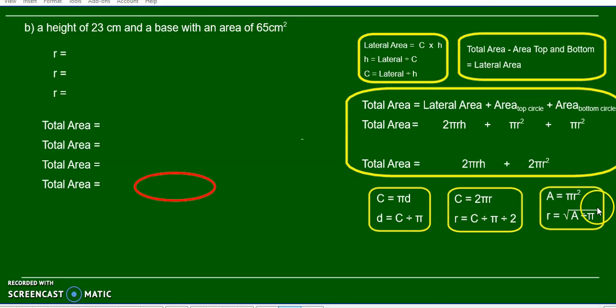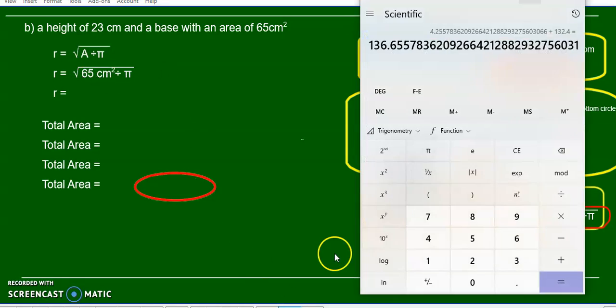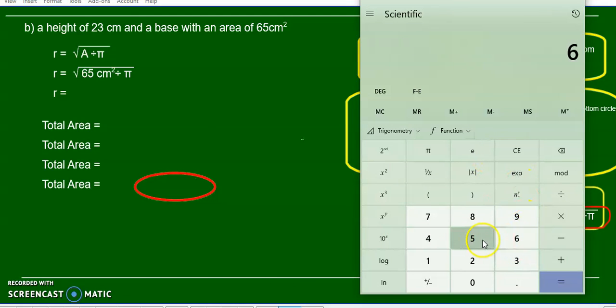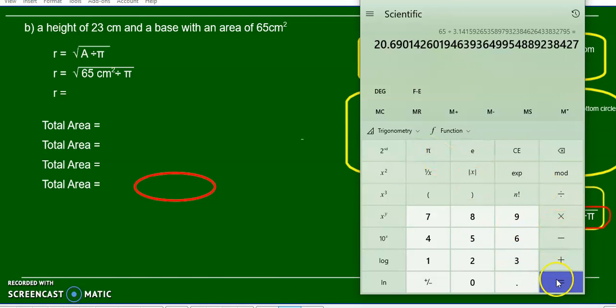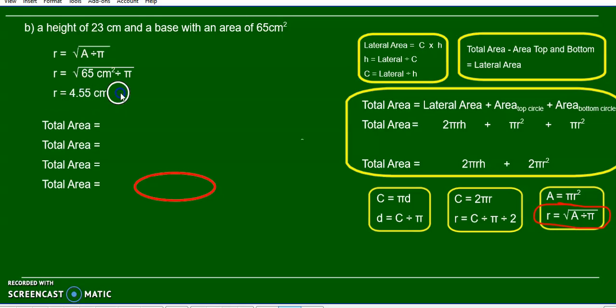Well, we have to use this formula over here. Because we know the area, divided by pi, take the square root, and that'll give you the radius. That's the formula we need to use. So the area of the base is 65. So 65 divided by pi. I'll work that out like this. 65 divided by, I'm going to use the pi button, equals. So it's the square root of 20.69. The square root of 20.69 is 4.55. So 4.55 centimeters is the radius.